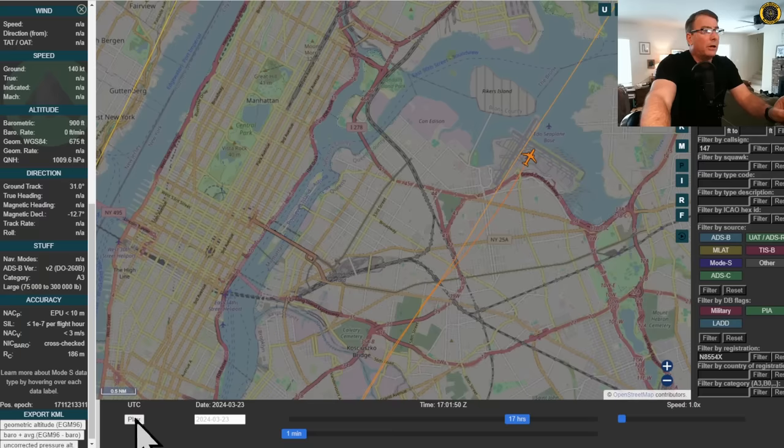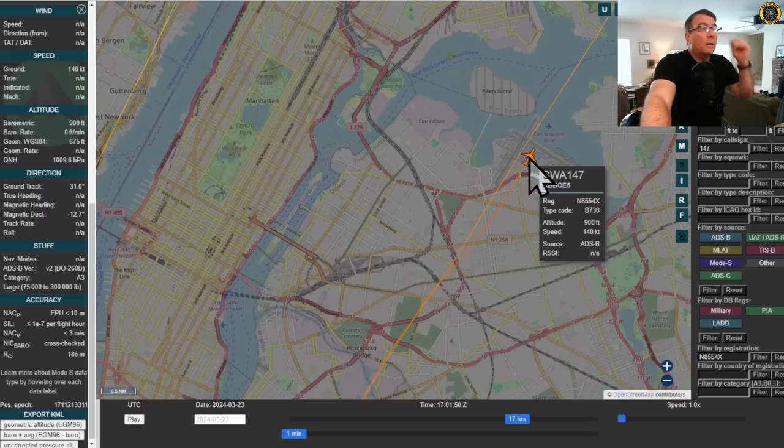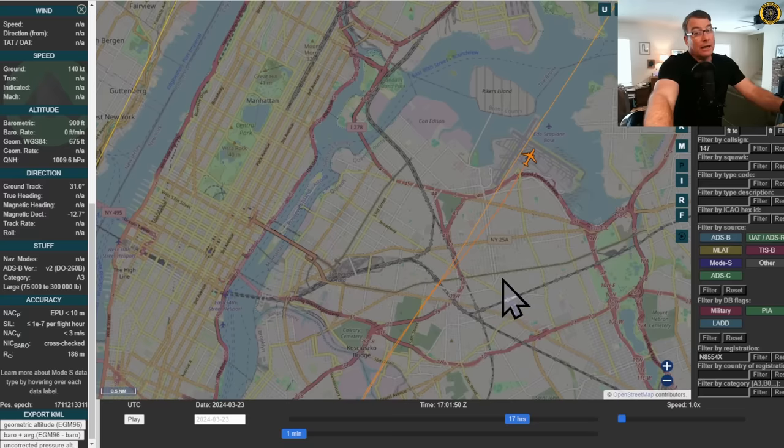And right there, let's pause that. We've got 900 feet barometric altitude, 675 feet geometric altitude with no rate of climb noted at that particular altitude. And that tower at LaGuardia is over 200 feet tall.